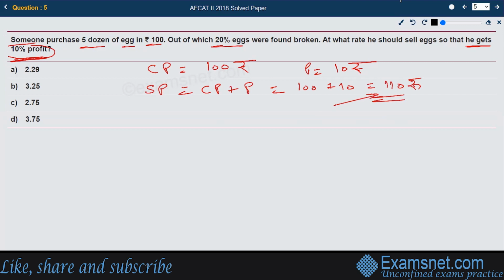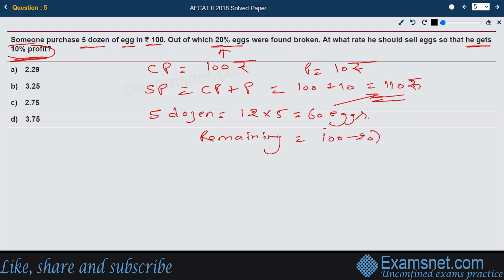Now let us find out how many eggs he is left with. Initially he had 5 dozen eggs. 5 dozen is obviously equal to 12 into 5, that is 60 eggs initially. And what happened then? Out of which 20% of the eggs were found broken. So if 20% of something is removed from it, how much percent is left? It is obviously 100 minus 20%, that is nothing but 80% left. So that means he is still left with 80% of x.